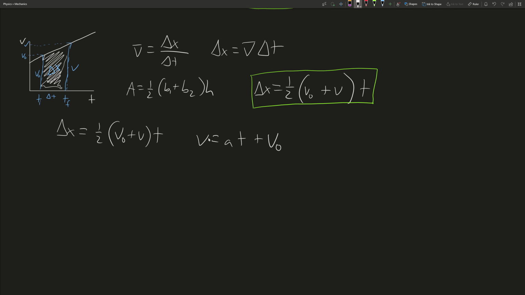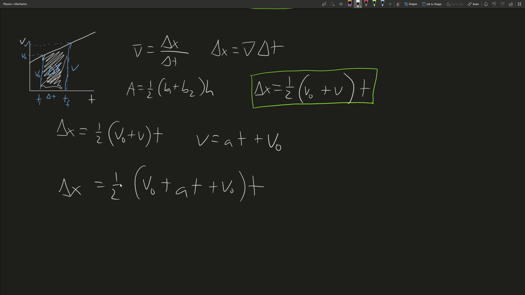Now, if we substitute this equation for final velocity into this other kinematic equation here, then we get our displacement is equal to 1/2 of the initial velocity, which is here, plus the substitution we make. So plus acceleration times time plus initial velocity again, and then times time.